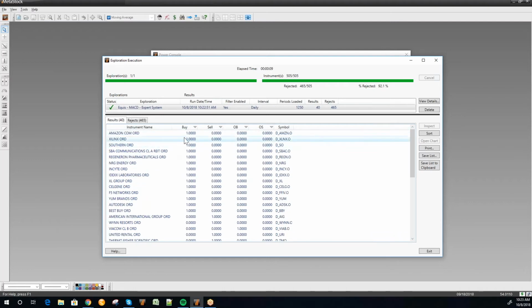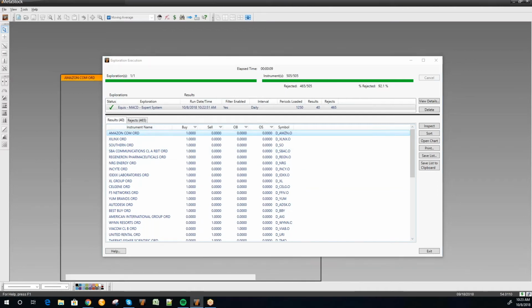So I can come in here and isolate this set amount of stocks. It looks like about 15 or so that had the MACD buy signal, and I can add that to a list and do further analysis on it very, very easily. So let's go ahead and open up one of these charts.